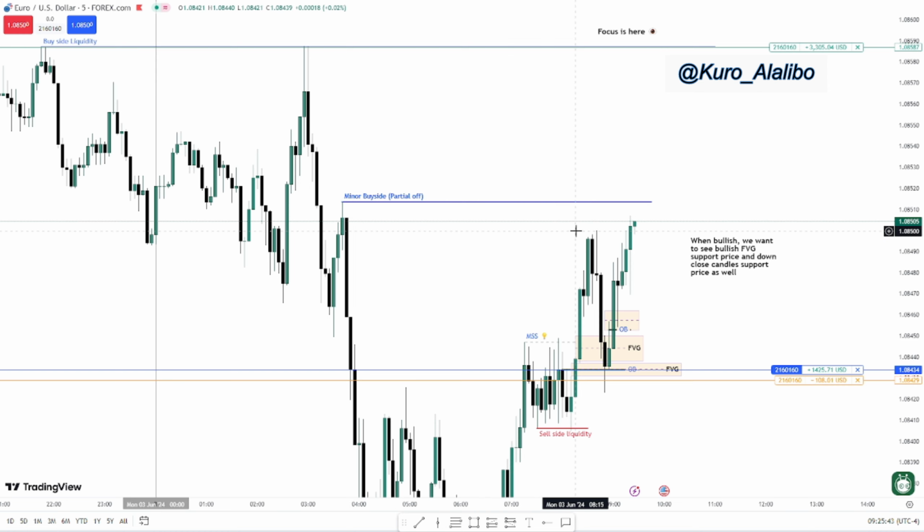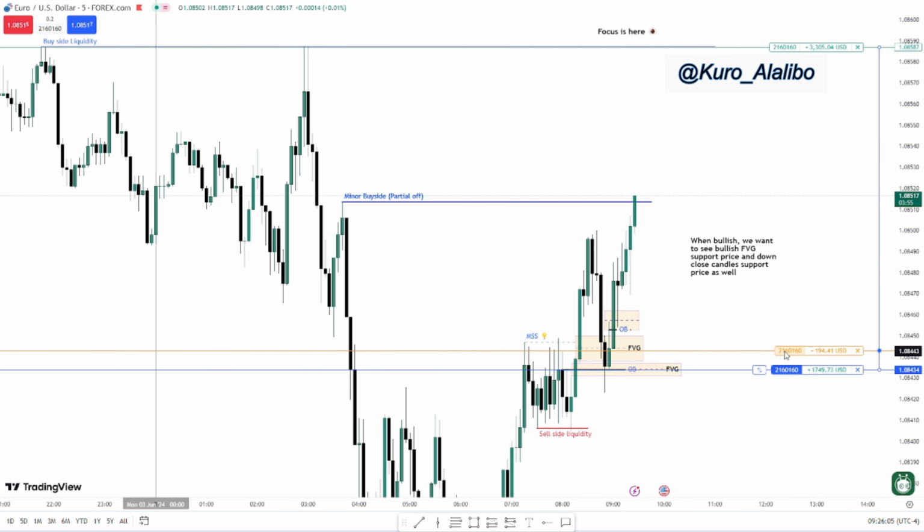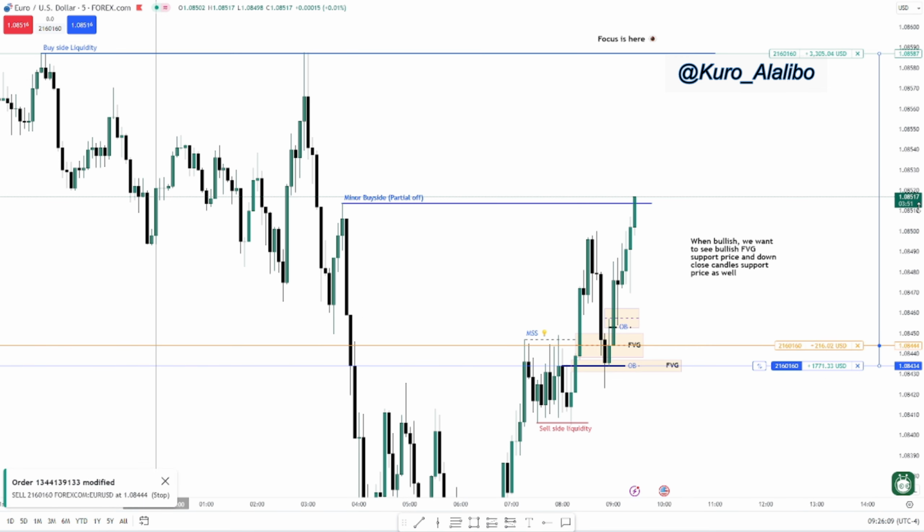The fact that we're closing above this high, if we had wicked past this and stayed below, I might have taken a partial off here. But the fact that we're closing above it means that we're probably going to reach for this and potentially this in the long run. So my stop loss can move to above break even. So now the trade is risk free, and I'll be looking to offload some of my positions.